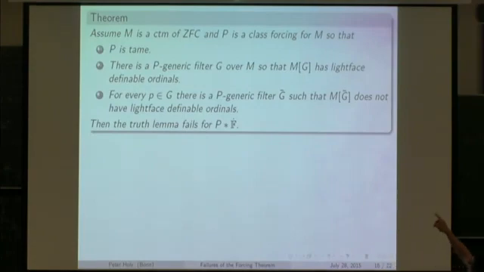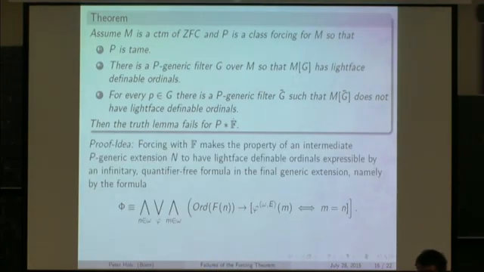And such that this generic extension does not have light-face definable ordinals. So this means there are ordinals in this generic extension which are not light-face definable. Then the truth lemma fails for the two-step iteration of this forcing P together with Friedman's forcing F. Maybe I should say why the main theorem follows. I think I have this on the next slide. Yeah, so let me give the proof of this theorem first.